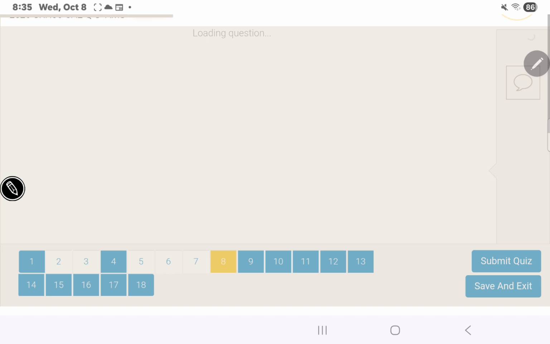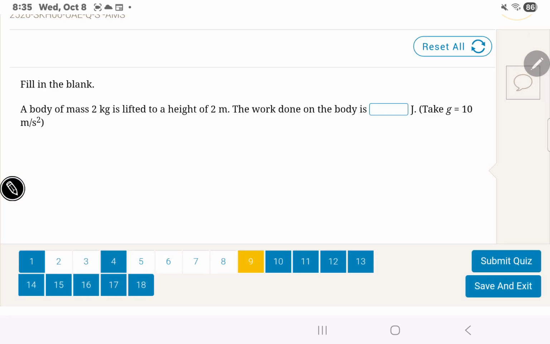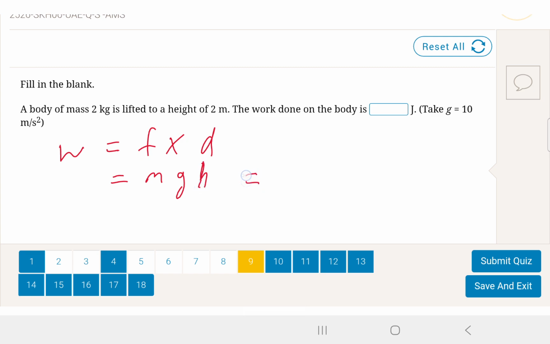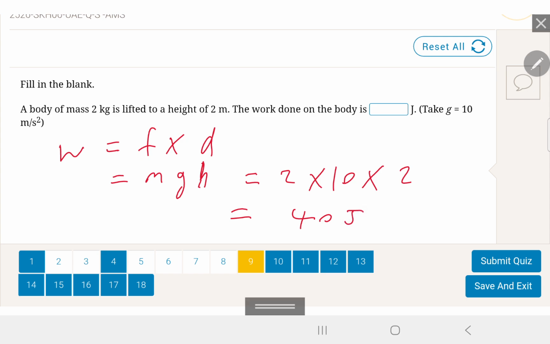Number 9. Now, a body of mass 2 kilograms is lifted to a height of 2 meters. The work done on the body is how many joules? So the work is equal to force times distance, or work is equal to mgh. So now, according to the given information, you have to choose what is available here. You can easily notice that you have the mass 2 kilogram, gravitational acceleration is given to you as 10, and the height is 2. So the answer will be 40 joule.